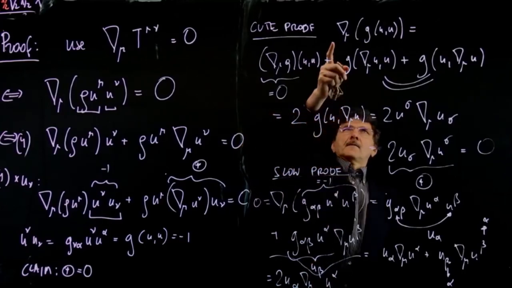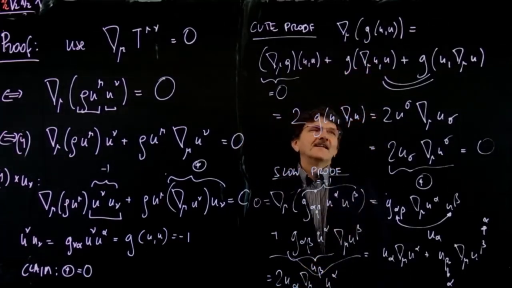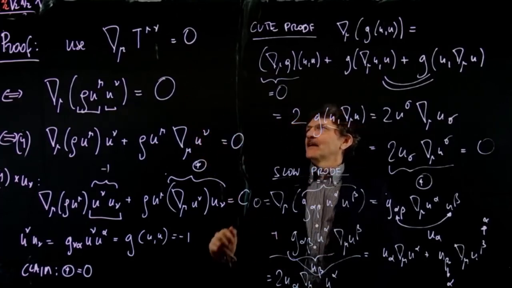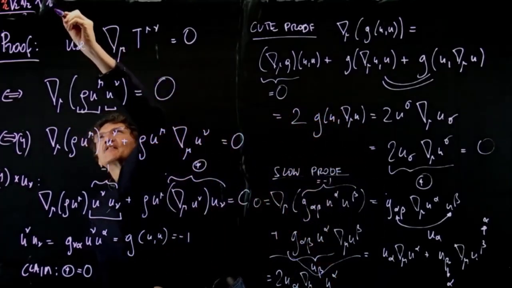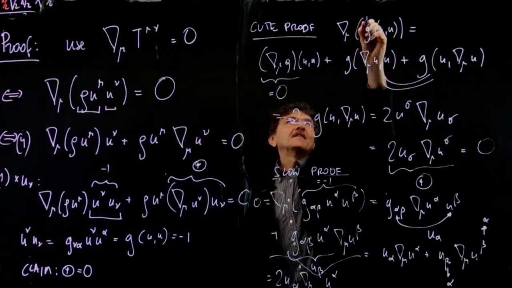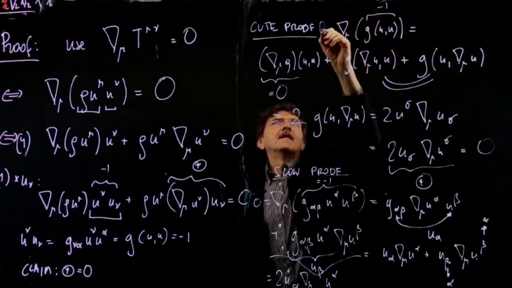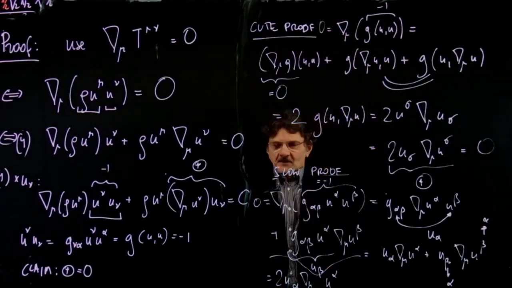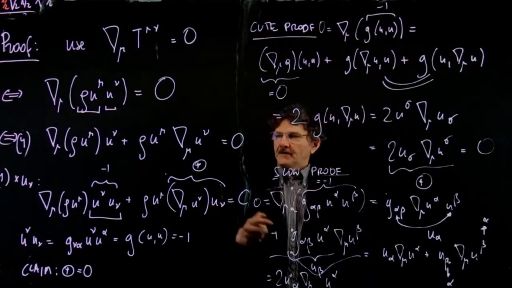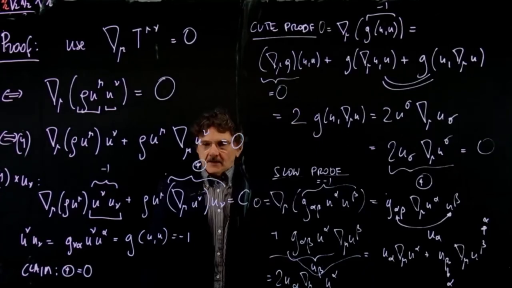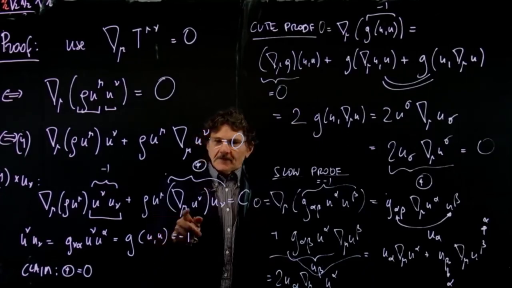And I should probably have said the same in my cute proof. That's probably a very bad mistake, not saying it right before. This is minus one, so the derivative is zero, right? Good. So the point of this was to show that this term is zero.